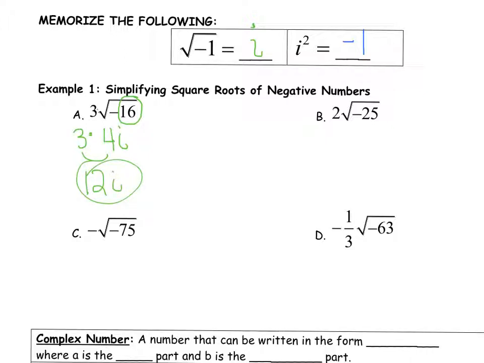Over here, we have 2 times the square root of -25. So I know the square root of 25 is 5, and since that negative's underneath there, it will also have an i, and 2 times 5 is 10i.